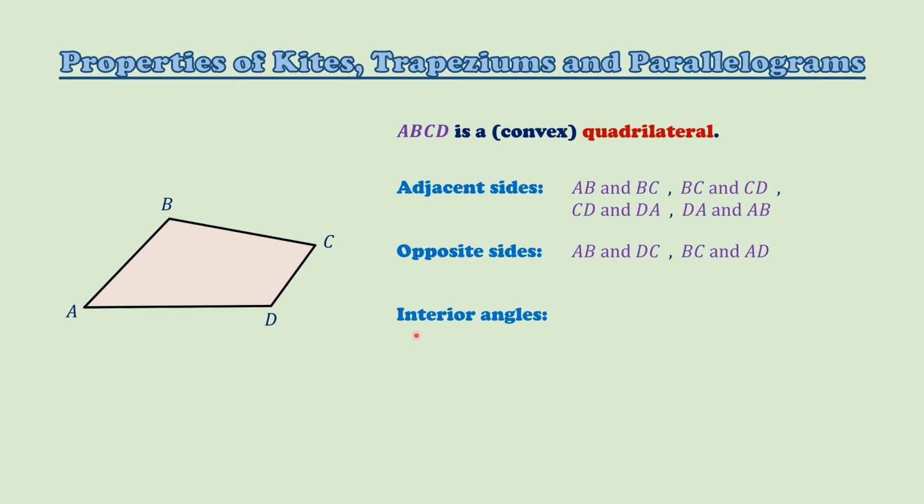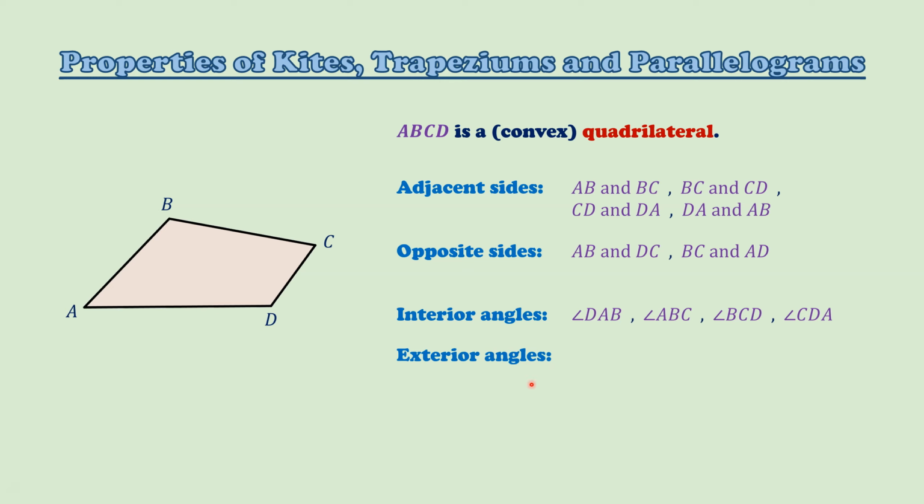And then we have a concept of interior angles. In a quadrilateral, obviously there are four interior angles. In this example, the interior angles are angle A, angle B, angle C, and angle D. There are four interior angles. We emphasize the angles are interior because there is another concept called exterior angles.